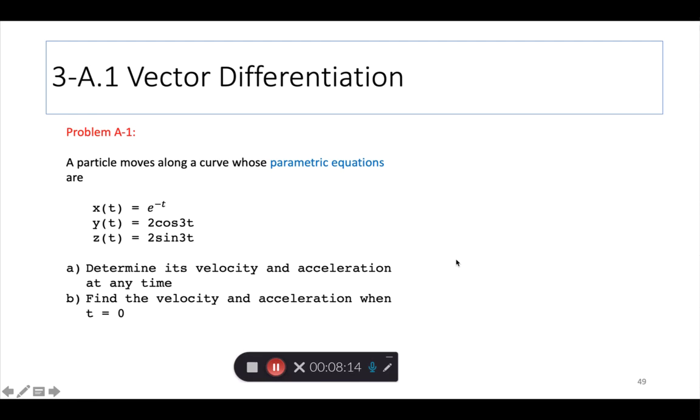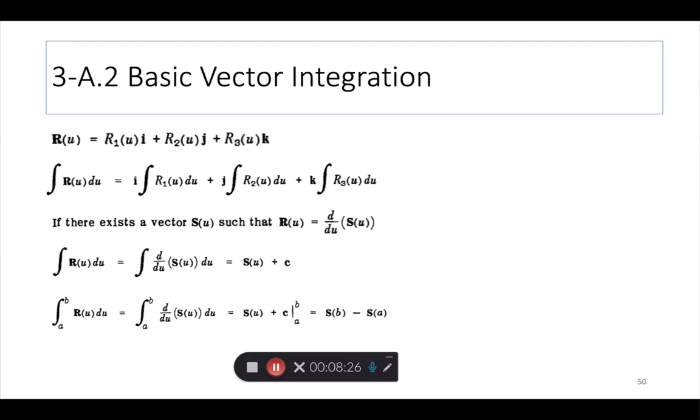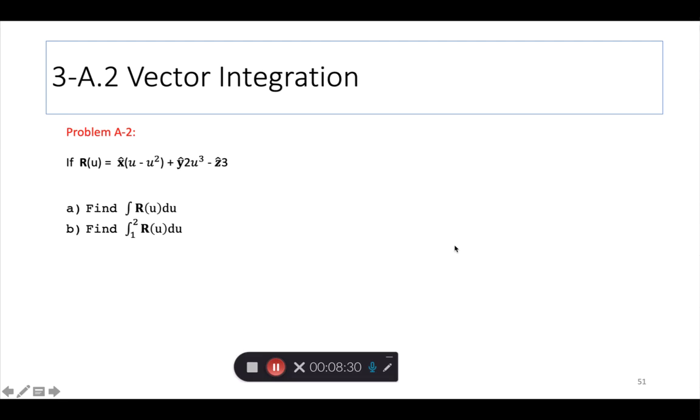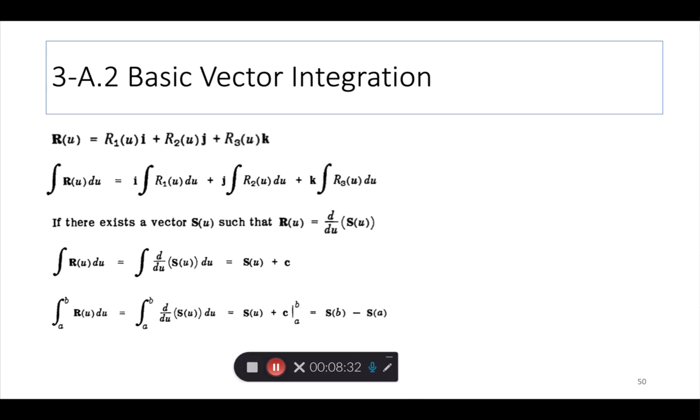Okay. Then, so that was really my introduction to vector differentiation. I don't want to go too deeply. We'll have plenty of time to do problems and learn more, but that was a very brief introduction, and I hope that was helpful. Similarly, I have one slide, just one slide, and then we'll do a problem each on differentiation and integration. But here's some basic material on vector integration.